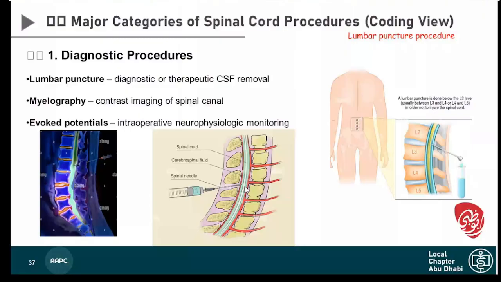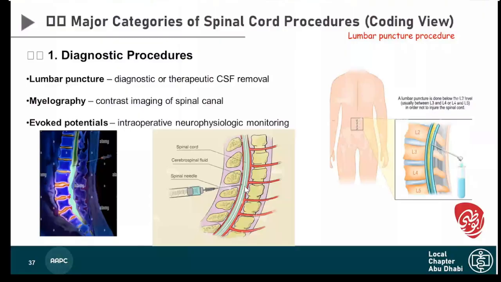Then comes myelography. So what is myelography? It is a study, actually a contrast imaging of the spinal cord. That means a physician injects radio contrast material into the spinal canal to diagnose particular conditions, like a tumor or growth. For that, we usually perform myelography. Okay.